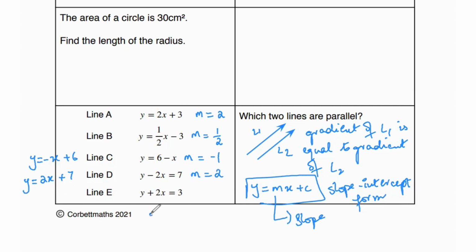Same over here, this is y equals to -2x plus 3. So that gives us -2. Now that we have all of the slope values, we can easily identify that the lines that are parallel are line A and line D, because both have the same slope of +2. So that's your answer.